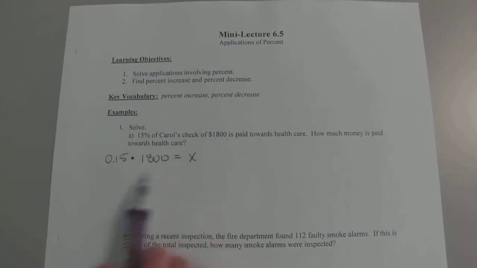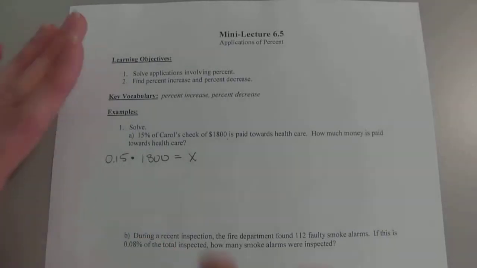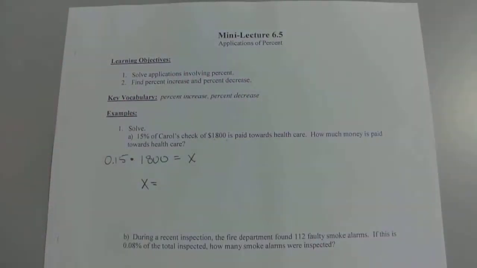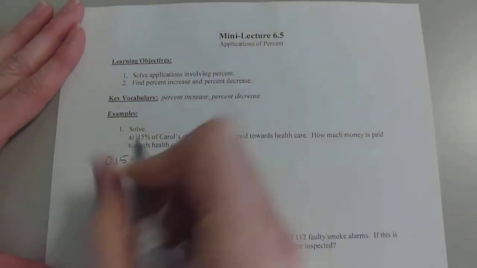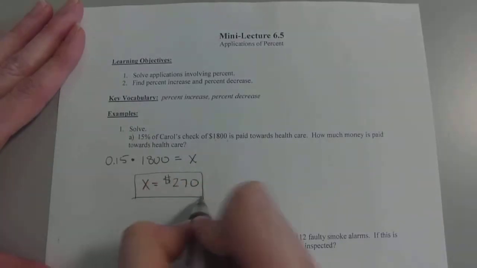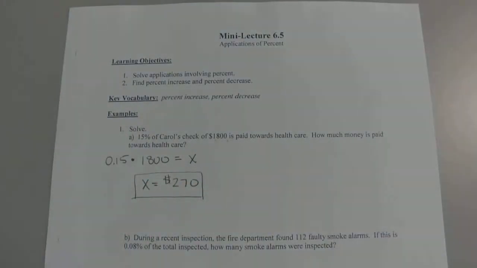Whenever your X is already isolated, you just have to do the math. 0.15 times 1,800. What do you guys get? And then since it's a word problem, it has a unit. And so what's the unit? Dollars. So it means if she is really making $1,800 a paycheck, $270 of that paycheck is going to health care. But it's per paycheck though, so it's $540 a month. I guess that's still not bad. We were paying $800 to $1,000, yeah.